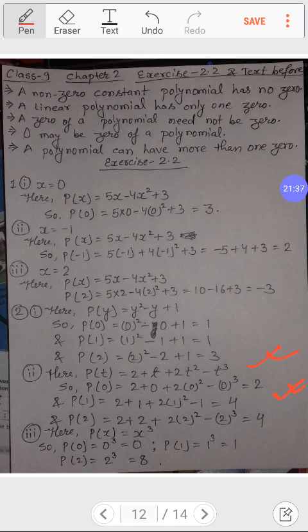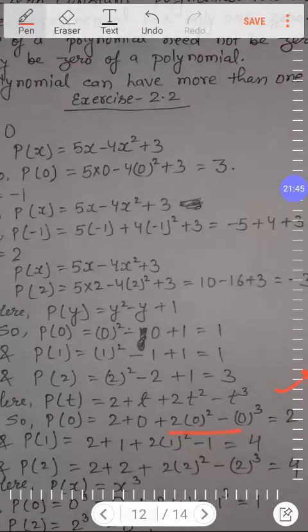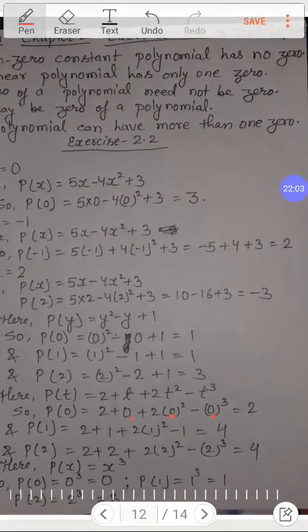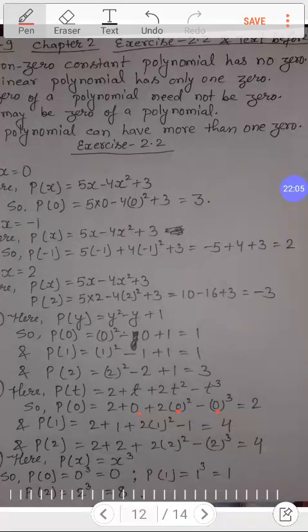Then it becomes what? 2 plus 0 plus, again 0 square is what? 0 only. So 2 into 0 is equal to 0. Okay, so what will happen? It will become 2 only, because here also 0, here also 0 and here also 0 multiplied with 0, it will become 0 only. So this becomes 2. If you will see P1, in place of t everywhere we will be keeping 1.